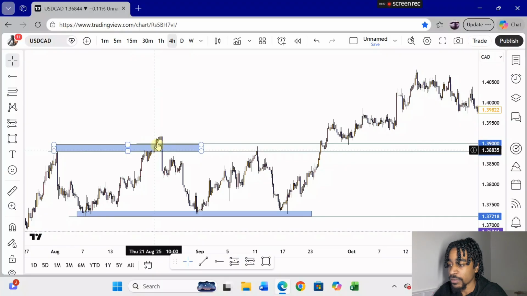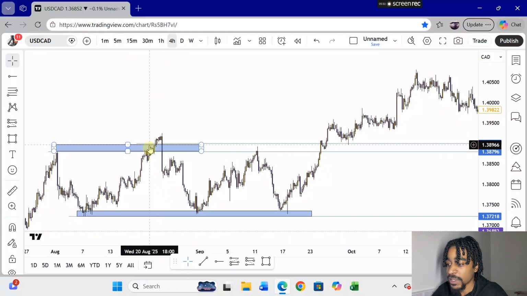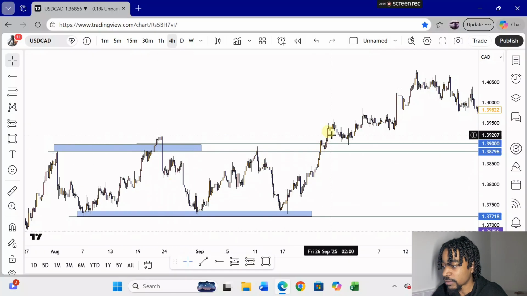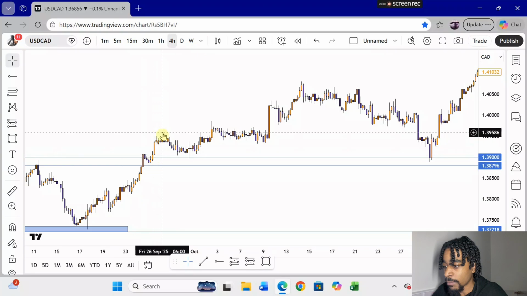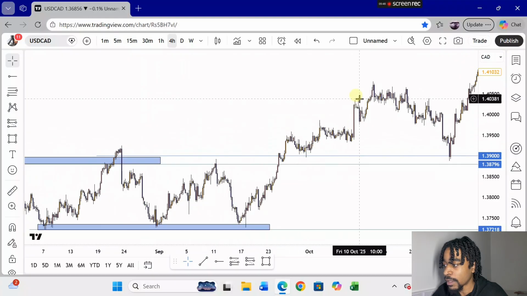Resistance was broken over here, but it didn't finish as a breakout. So we did break out, but it didn't actually continue to move higher. We failed that breakout. So this was a fake out. But when we broke out over here, as you guys can see, we broke out and price consolidated on top of this area, confirming this as a breakout before moving higher and higher.